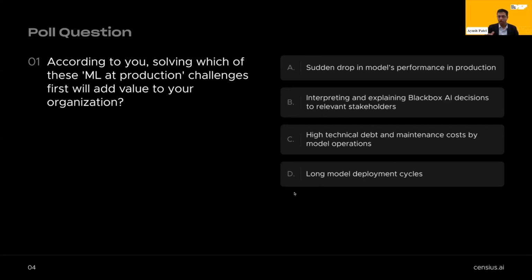Coming to the first and second, which were the most important ones: a sudden drop in model performance is what we just looked at, which is hard to identify without the relevant tooling in place, and interpreting and explaining black box AI decisions to relevant stakeholders. When we first started, our initial thesis was that we were going to provide explainability to data scientists and machine learning engineers. And what we found was that more than the actual ML practitioners understanding what is happening, what really helped a business produce better outcomes was to take this explainability and give it to the end users, whether that meant the leadership or external users.